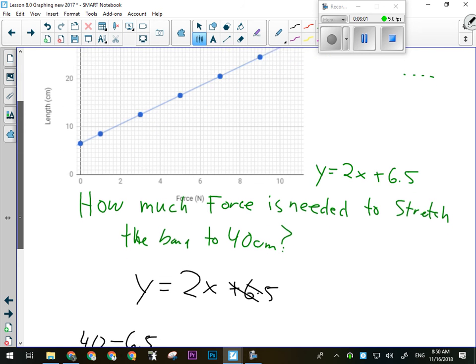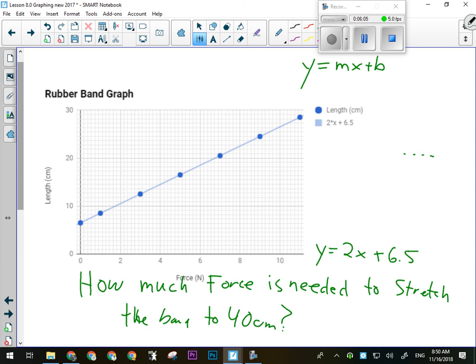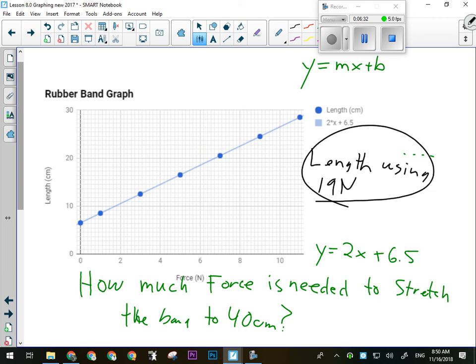All right, let's try this other question here. Let's have you guys tell me how long the rubber band will be if I use 19 newtons worth of force. So I want you to calculate the length. Whoa, wow, that's supposed to be an H. What the heck am I doing here? Length using 19 newtons. That's what I want you to calculate now.